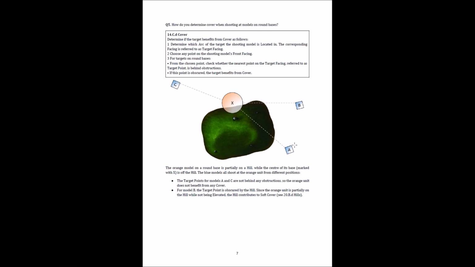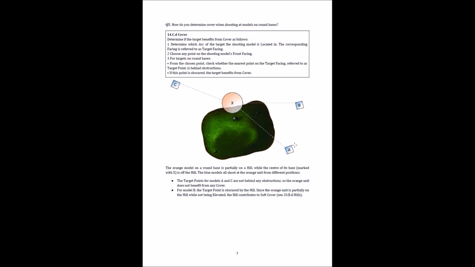Right. So the orange model is on a round base. It's a piece of artillery, obviously, because of that. Or a Nasher Wrecking Team. So anyway, the center of the base is clearly off the hill, but when Unit A is shooting at it, the closest point is on the hill, so therefore Unit A takes no penalty shooting at it.